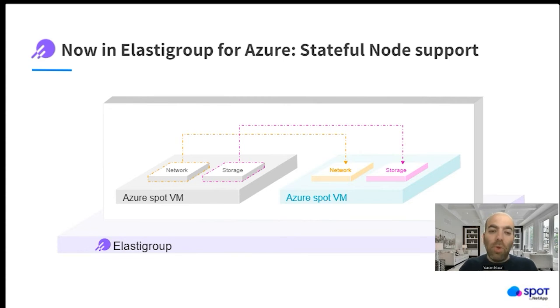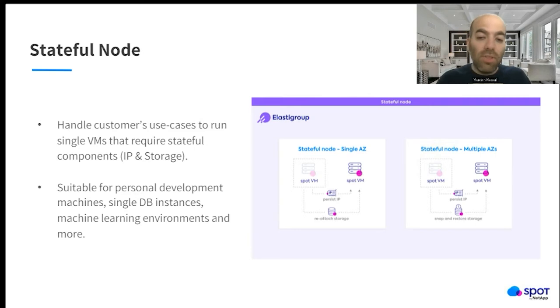Those can be really hard to achieve, but stateful node does the trick here. You can see in the stateful node, this is very suitable for running stateful workloads that match a single VM use case, such as single DB instances, machine learning training model nodes, personal dev machines, which we will cover in a second, and many more use cases that are required to have a single instance use case and can run.